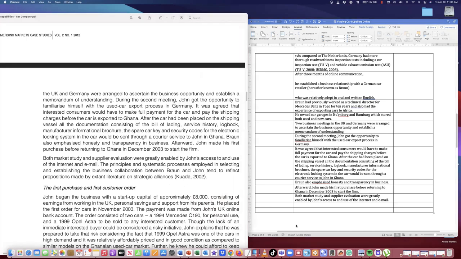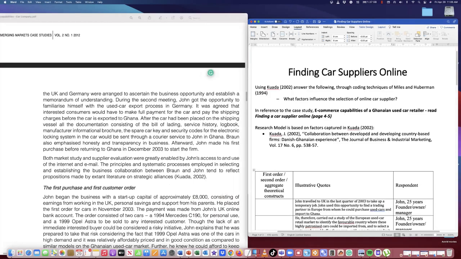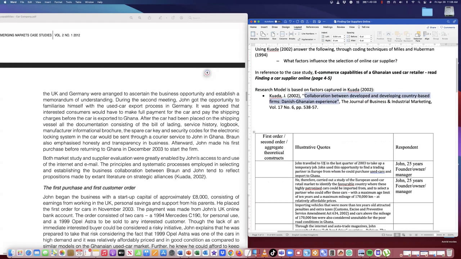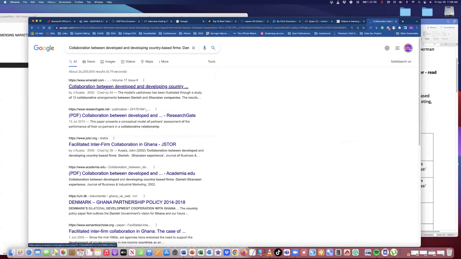But let's look at Quadra 2002. So what is Quadra? Collaboration between developed and developing country-based firms. Danish Ghanaian experience. A very good paper. So this is Scandinavia. Germany too is around that area. So at least it gives us some idea. So let's look at what the literature says. Then we'll put the factors down. Then we use the factors to guide us when we are doing our coding. Is that okay? Remember, we argue that if you are coding, you should look above the literature and then look at what the data is telling you.